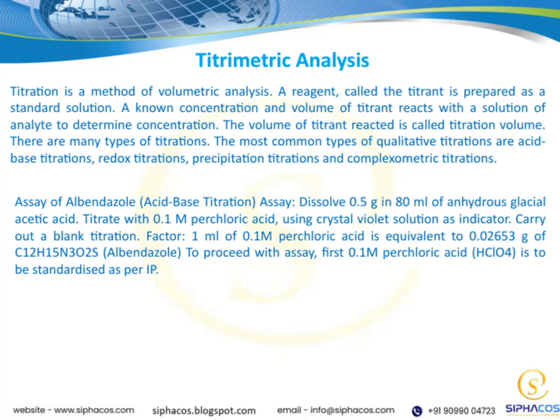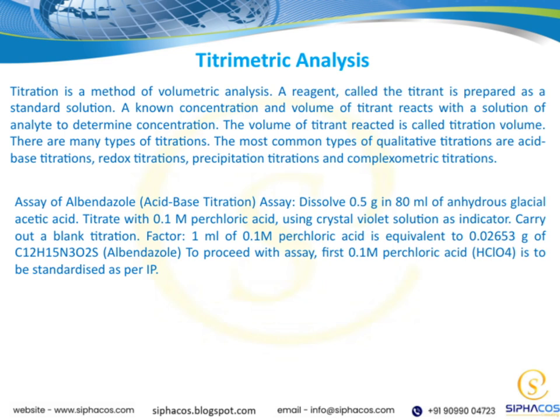Let's discuss the assay of albendazole using acid-base titration. First, we dissolve 0.5 grams of albendazole in 80 milliliters of anhydrous glacial acetic acid. This creates our solution for titration. Next, we titrate this solution with 0.1 molar perchloric acid, and we use crystal violet as our indicator to signal the endpoint.